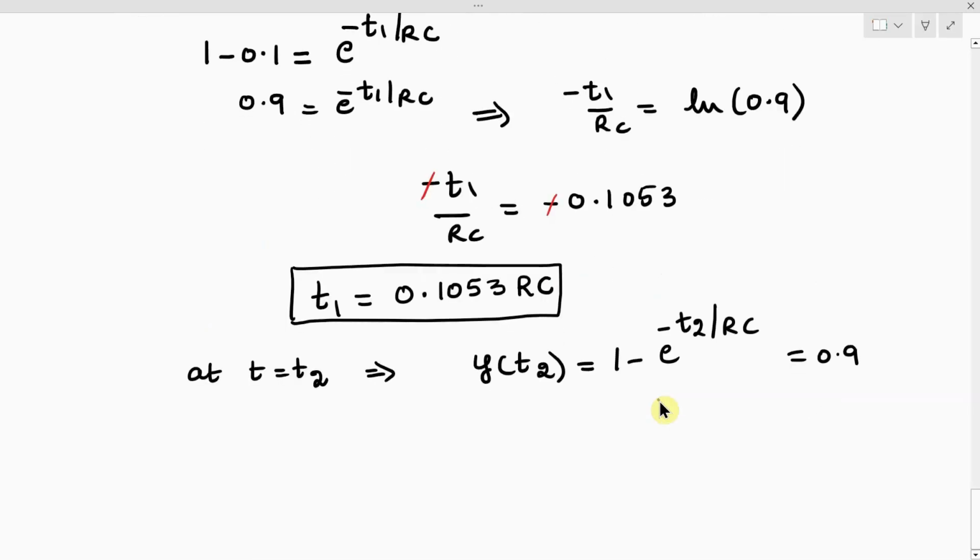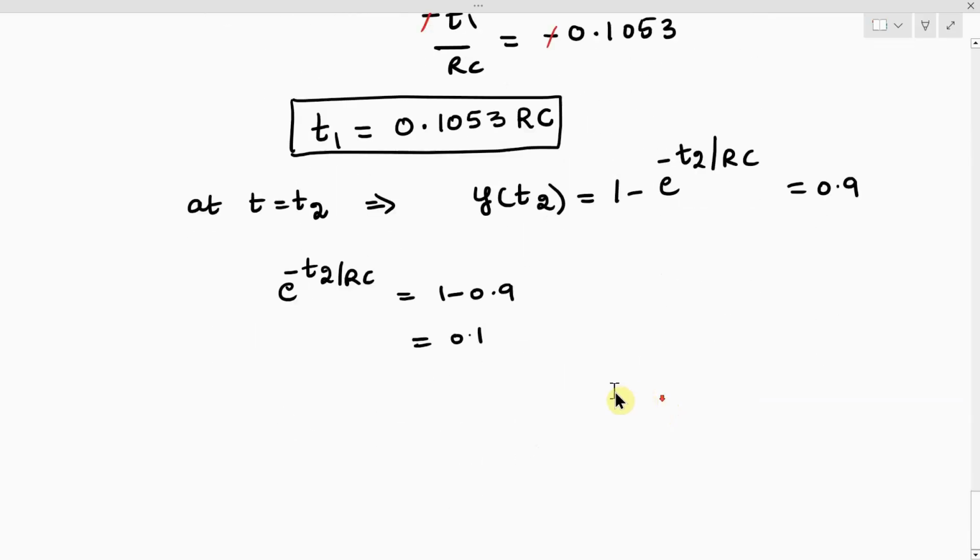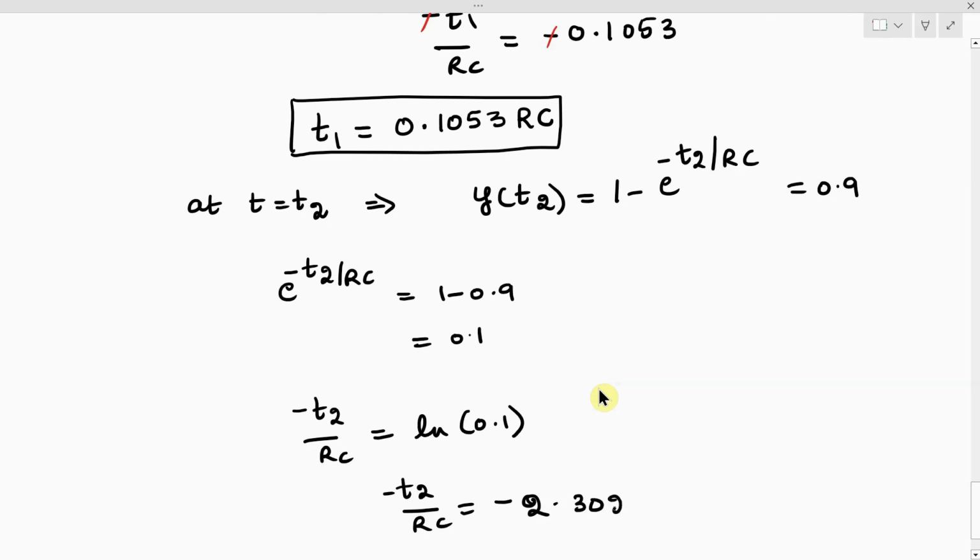Similarly, whatever I did earlier, I am writing here. e power of minus T2 by RC will be equal to 1 minus 0.9, which is 0.1. From this, I want to find T2, so I am applying the natural logarithm. Please tell me the value of natural logarithm of 0.1. Minus 2.3027. Right. So minus T2 by RC equals minus 2.3026.